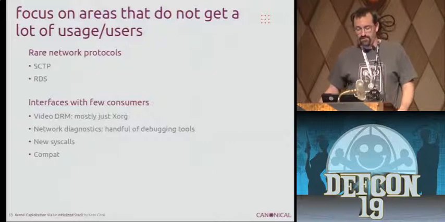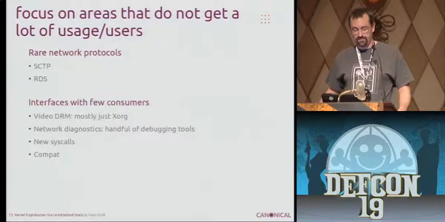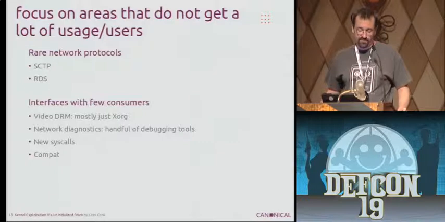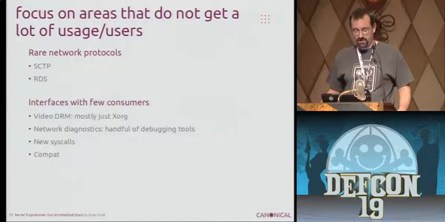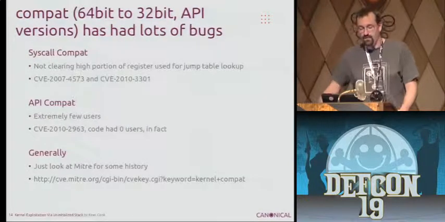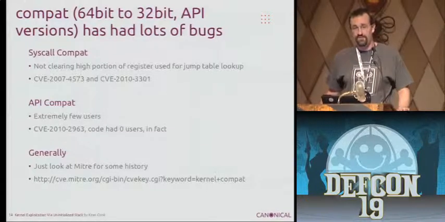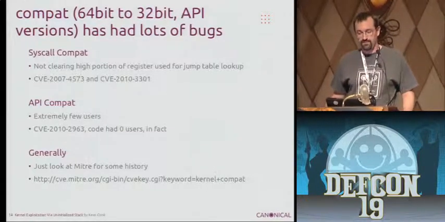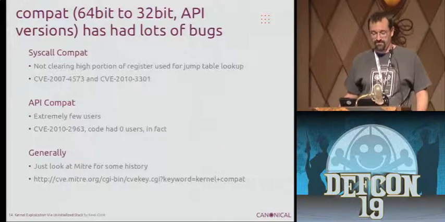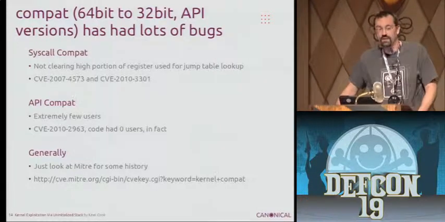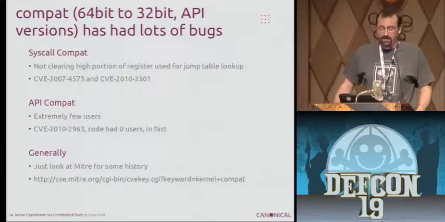So I tried to focus on areas that didn't have a lot of usage or users. There have been plenty of vulnerabilities in rare network protocols or interfaces with not a lot of consumers, especially compat. So when you're dealing with running 32-bit on a 64-bit, or you have different API versions like the Linux video stuff, there's a lot of issues. In fact, the issues are so bad that you have severe problems come back.